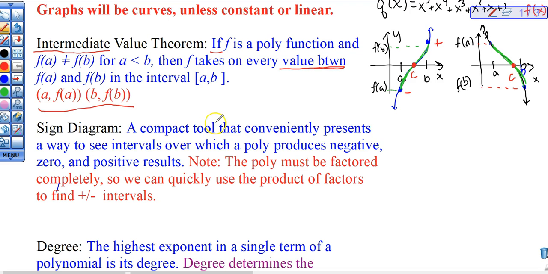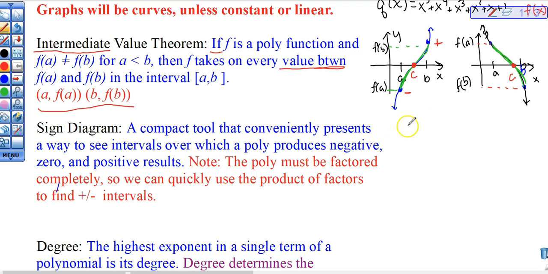Okay, so what's a sign diagram? Basically, we've used them many times. It's a compact tool. It puts everything in one little table that we can look at. It's convenient, and it lets us see when we get negative results, when we get zeros, and when we get positives. If you're still in the intermediate level of sign diagrams, you need to become a master now. Here's the important point. In order to use a sign chart or a sign diagram, you have to factor that polynomial unless it's factored for you.